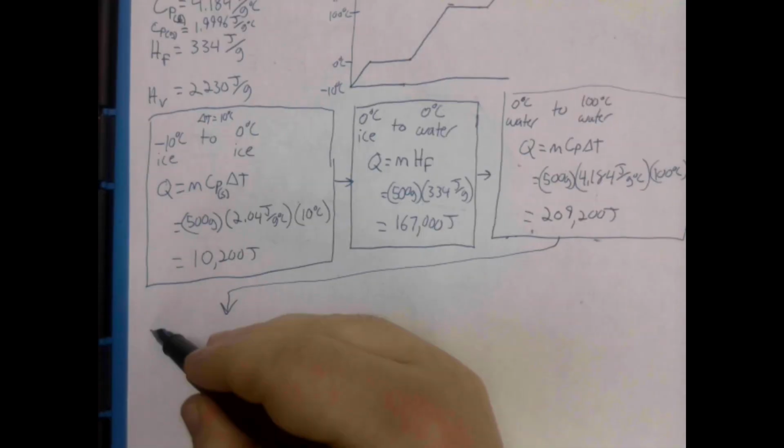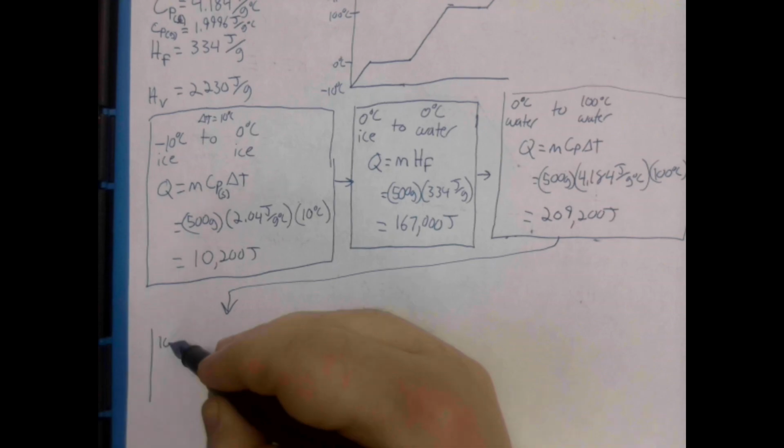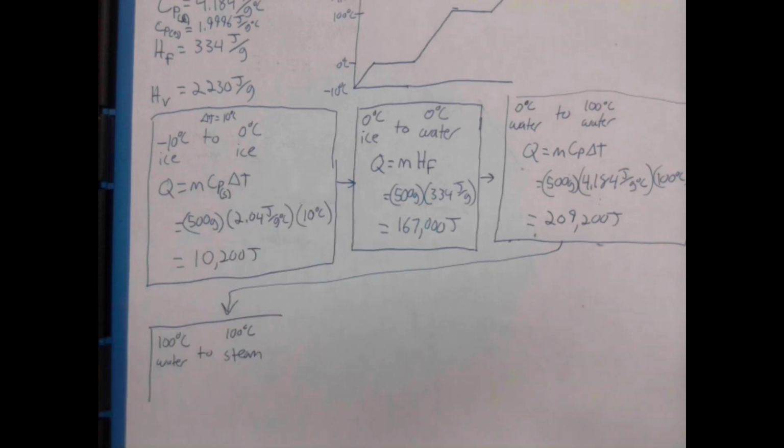Now that we're at the boiling point, we're going to convert this 100 degrees Celsius water to 100 degrees Celsius steam. How much energy do you think this is going to take? One magnitude or less? One magnitude more?